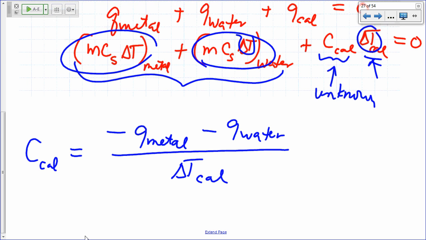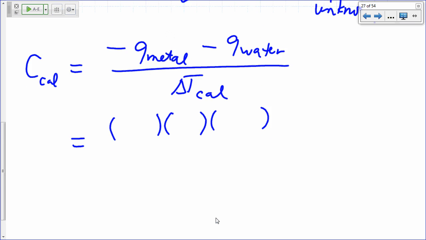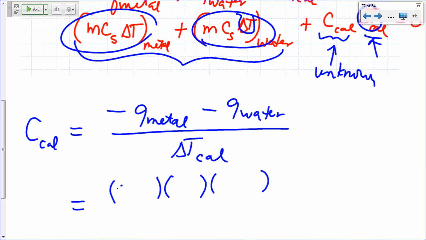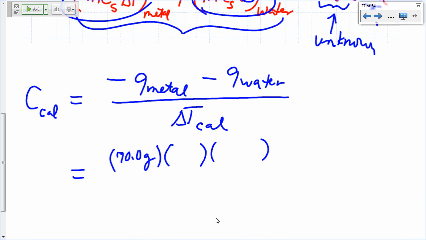Right, so what's our Q metal? Mass of the metal is how much? C of the metal is how much? Delta T for the metal is how much? Q of the metal. Okay. Mass of the metal is 70 grams. Okay. 70.0 grams. What's the specific heat of the metal? 0.300 joules per Kelvin per gram. Okay, let me put those units in. Joules per Kelvin per gram.